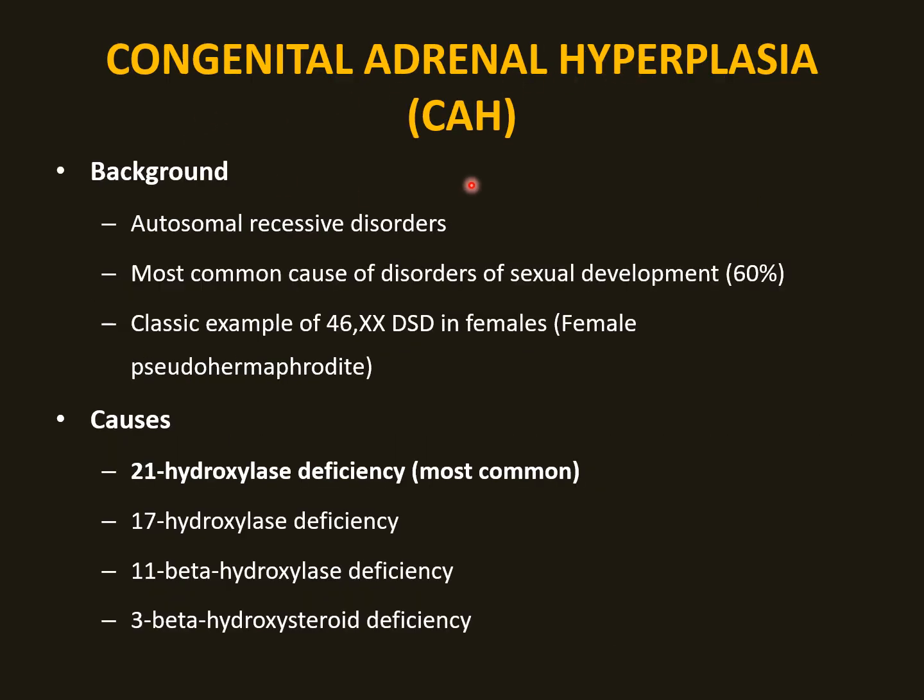Congenital adrenal hyperplasia is the most common cause of ambiguous genitalia in females. It is autosomal recessive. This is actually generally the most common cause of disorders of sexual development, about 60%. The classic example is 46XX DSD in females, which used to be known as female pseudo-hermaphrodite. Causes: 21-hydroxylase deficiency, the most common, 17-hydroxylase deficiency, 11-beta-hydroxylase deficiency, and 3-beta-hydroxysteroid dehydrogenase deficiency.